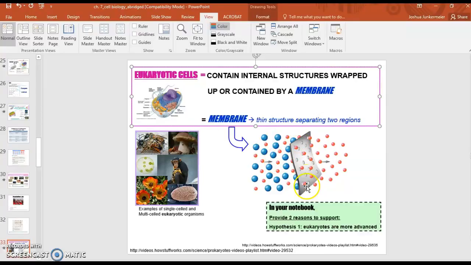And here's a perfect example. You have a thin material. This is a membrane. And you can see things on this side separate from this side.